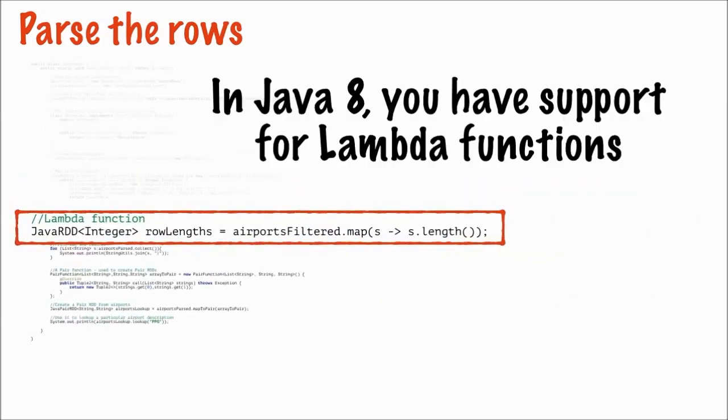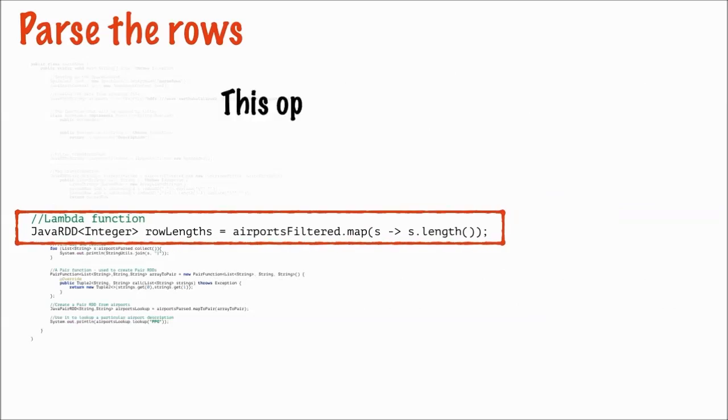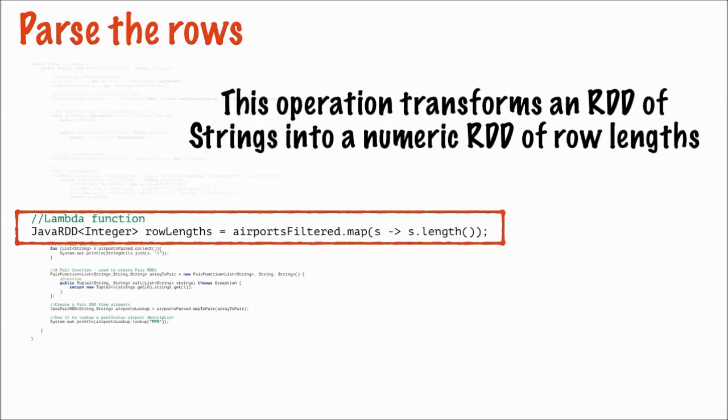The last option to pass in function objects is using lambda functions. Lambda functions were introduced in Java 8. So if your version of Java is older, this will not be supported. Lambda functions can be used for Spark operations and in fact allow you to specify functions in a very concise manner. Take a look at the map operation that we apply on the filtered airports. This operation transforms an RDD of strings into a numeric RDD of row lengths. We want to find the length of every row.